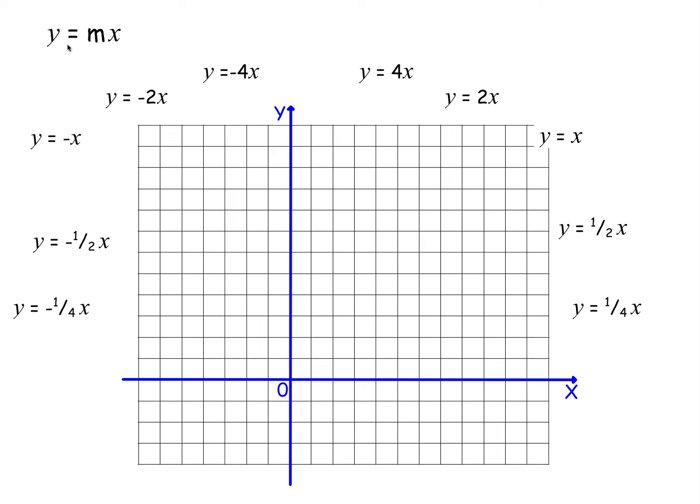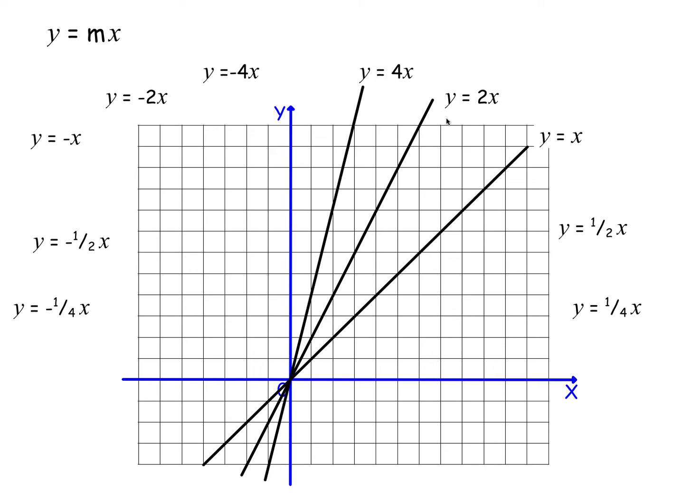So, in general, we've got y equals mx, where m is the gradient. The number in front of x gives you the gradient. Y equals 1x has gradient 1. Y equals 2x has gradient 2. Everywhere in that line, for 1 in the horizontal, it's 2 in the vertical. Y equals 4x, gradient 4.